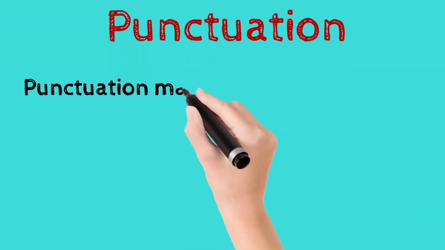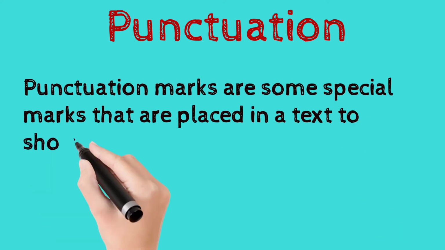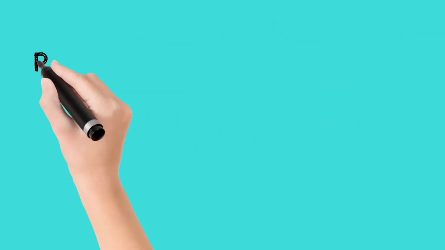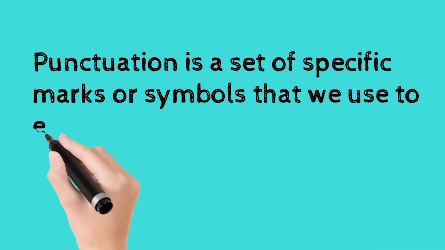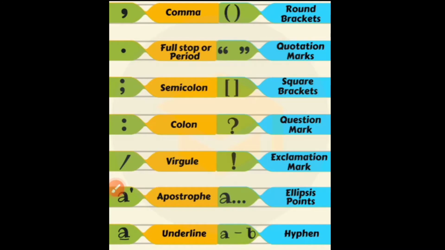Punctuation marks are some special marks that are placed in a text to show the divisions between phrases and sentences. Or we can say punctuation is a set of specific marks or symbols that we use to express the meaning of a sentence clearly. There are many punctuation marks in English grammar, like comma, full stop, which is also called a period, semicolon, colon, apostrophe, underline, round brackets, quotation marks, square brackets, question marks, exclamation marks, hyphen, etc.